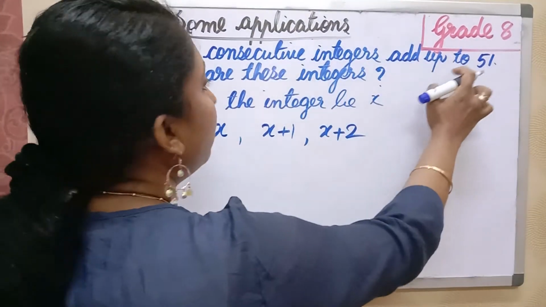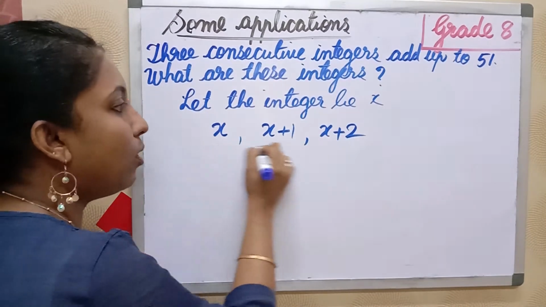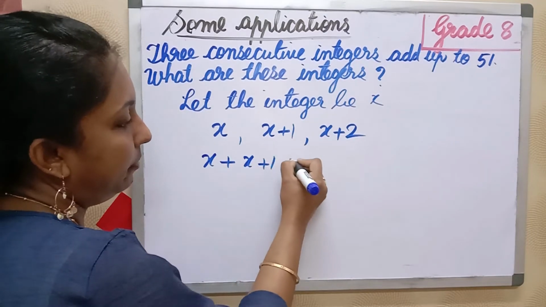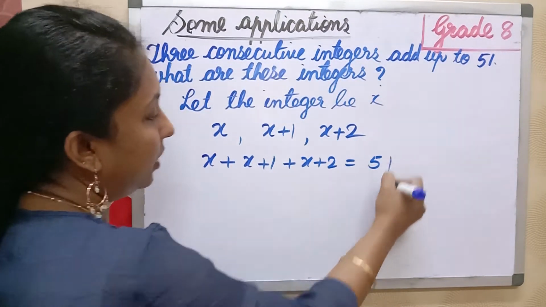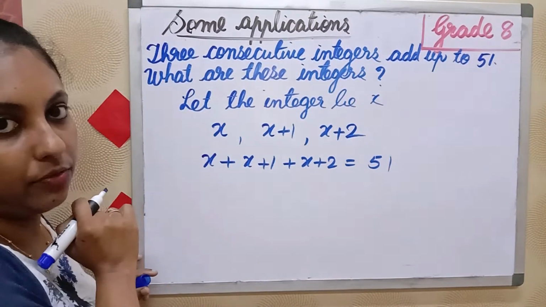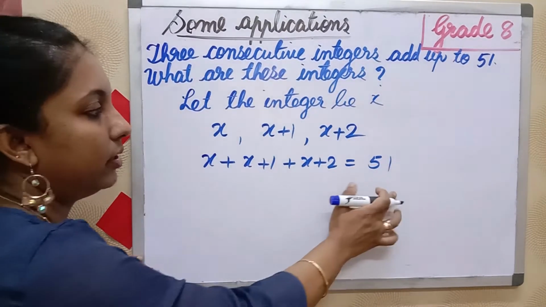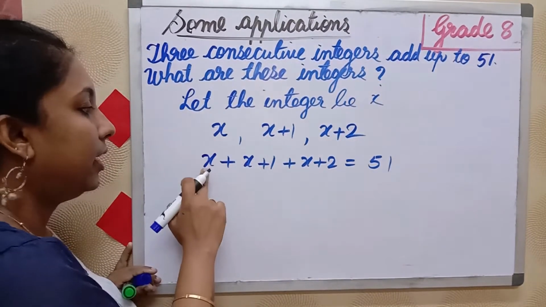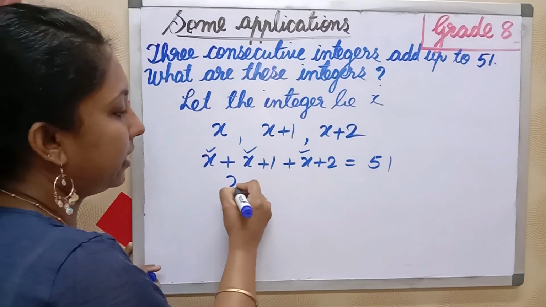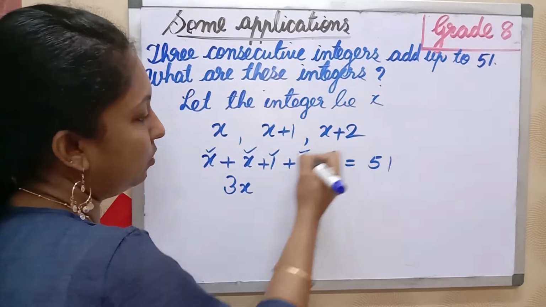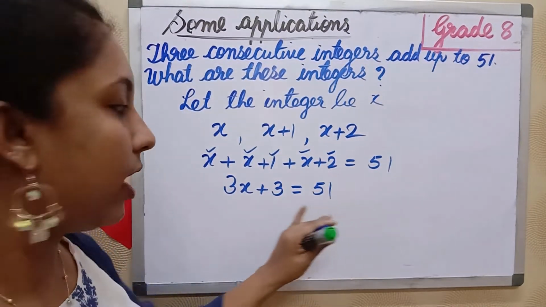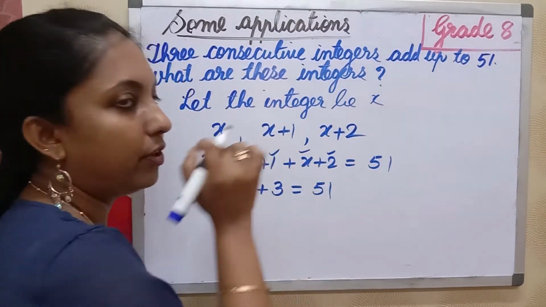Now they add up to 51. So we will add the sum of these consecutive integers: x plus x plus 1 plus x plus 2 is equal to 51. Now we can solve this and find the value of x. x plus x plus x is 3x. Then constants 1 plus 2, 3, is equal to 51. This is a linear equation with one variable. 3x plus 3 is equal to 51.